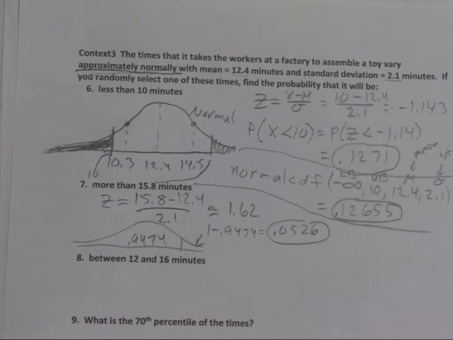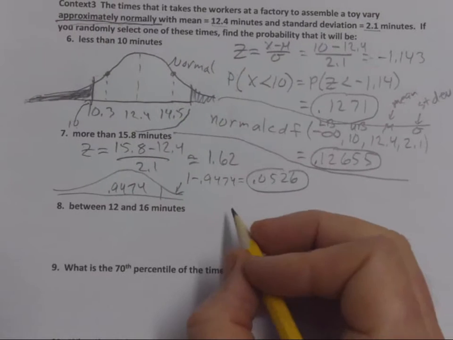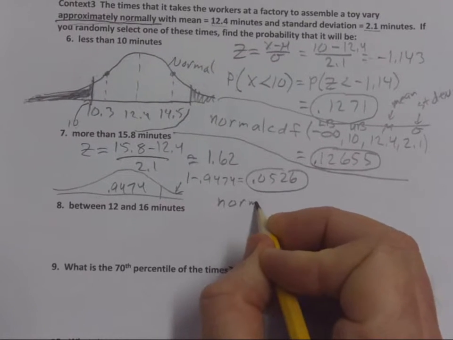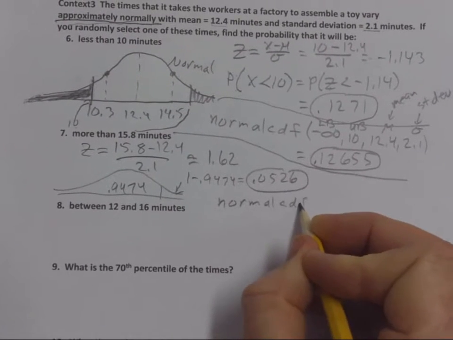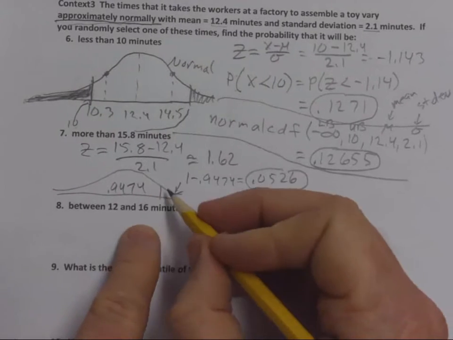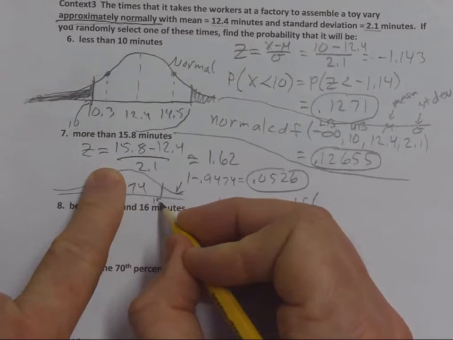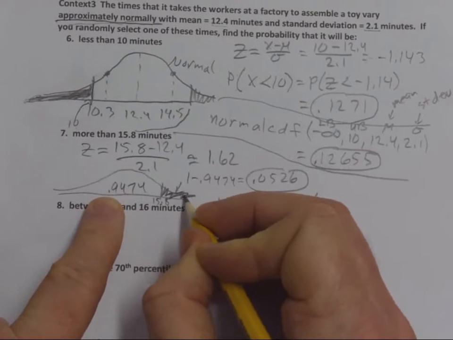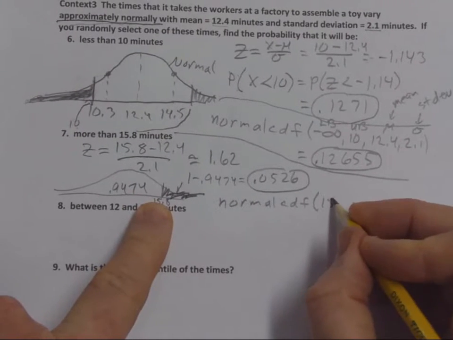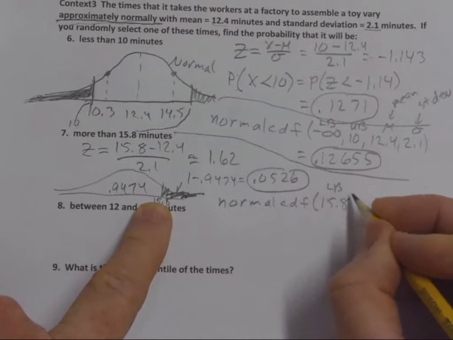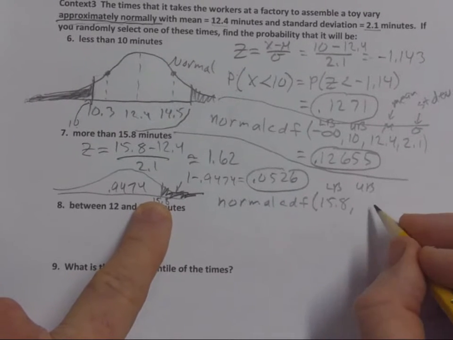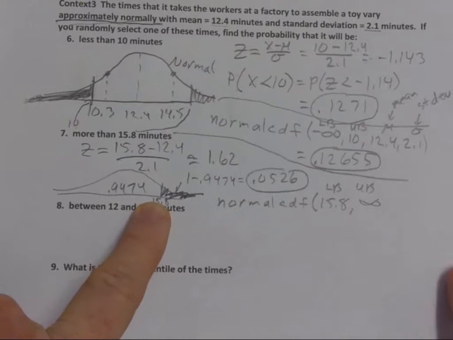Okay, or you could do this, okay? You can use normal CDF, which is certainly the quicker way. It's slightly more accurate as well. So it'd be normal CDF. All right, so my lower bound is 15.8. So the shaded region is to the right here. So my lower bound of my shaded region is 15.8. My upper bound is infinity. So I write infinity. All right.